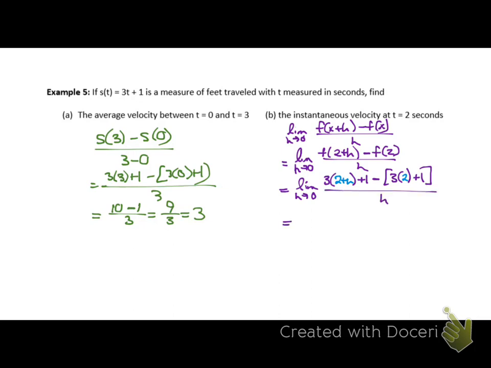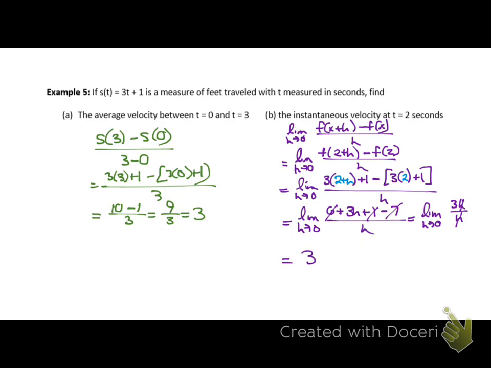So we distribute first. We have the limit as h approaches 0 of 6 plus 3h plus 1. 3 times 2 is 6 plus 1 is 7, so we subtract 7, over h. Again, all those numbers cancel out, which is very nice, which means that we're just finding the limit as h approaches 0 of 3h over h. Those cancel. If I plug in 0 and there's no h to plug it into, the answer is just 3.